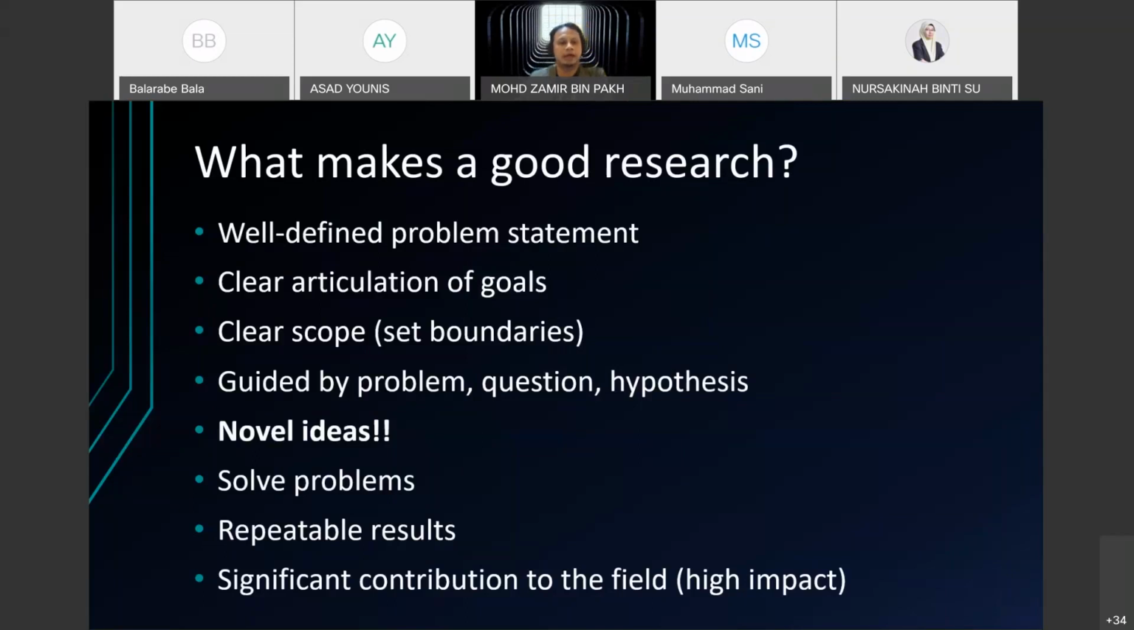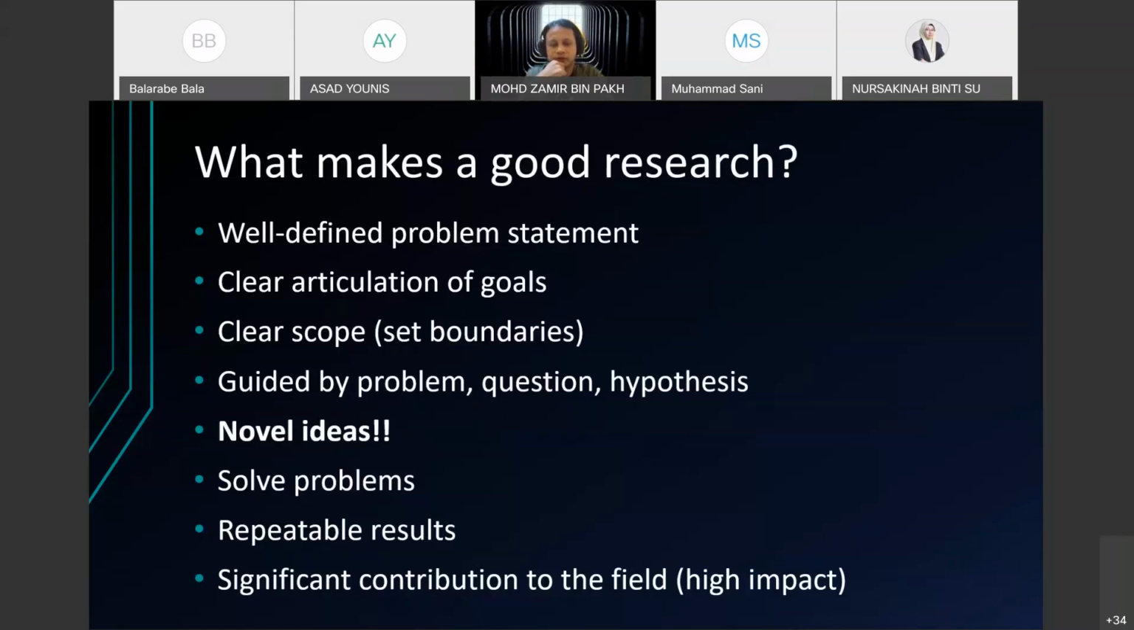Clear articulation of goals. So somebody mentioned about goals there. So you need to have clear goals of what you want to do in your research. Either you're doing MSc or PhD, you need to have a very clear set of goals, right? And then set a clear scope, set boundaries. So you cannot be doing everything under the sky. You only have 2 years, 3 years. So you need to have your boundaries clear, right?